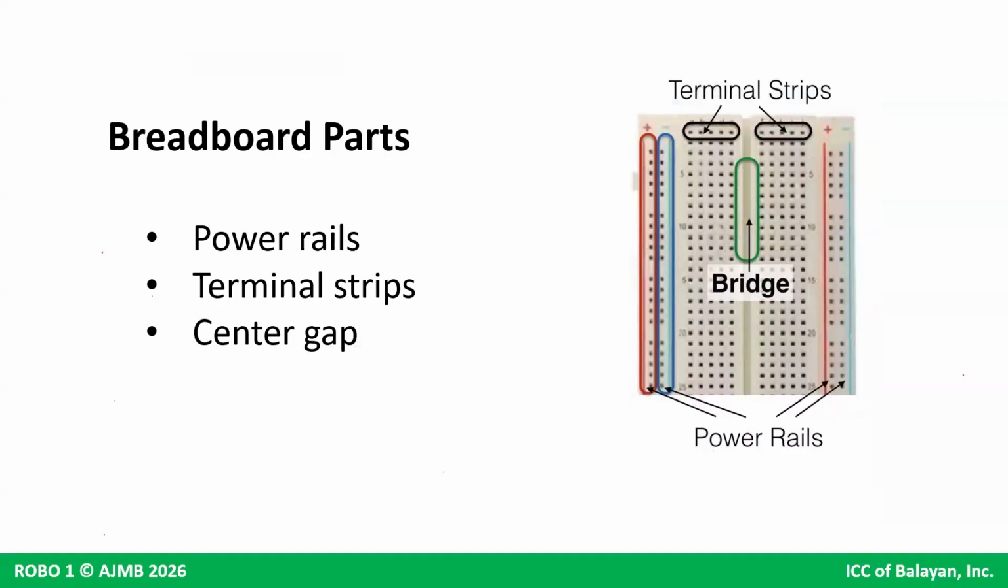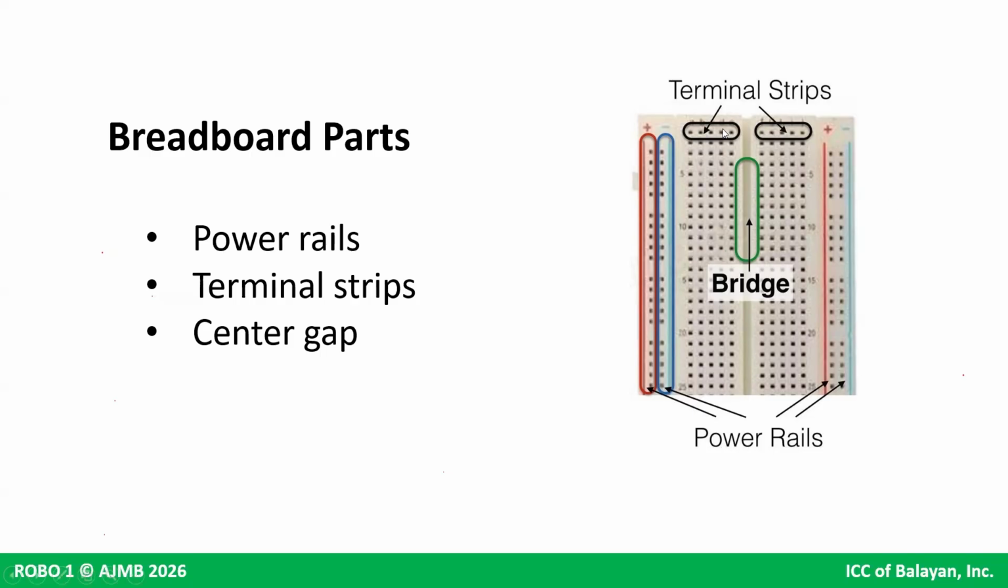May mga parts po ang breadboard, tandaan po natin yung tawag sa kanila. So power rail, on 2 ends of the breadboard, you can see dito merong plus na pula, red line, left and right, and also blue line, negative. So ang tawag sa kanila ay power rails. Power rails. You can also call them bus strips, or if I say positive line, negative line, you know what I mean.